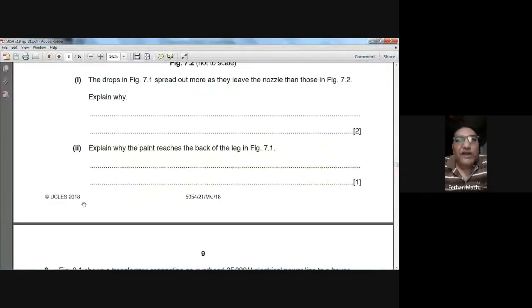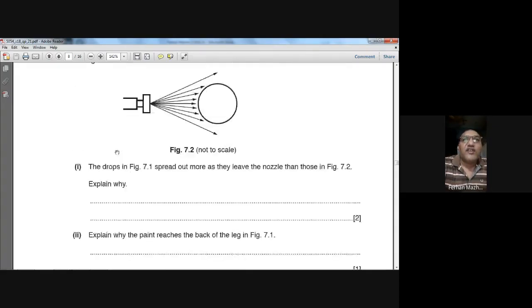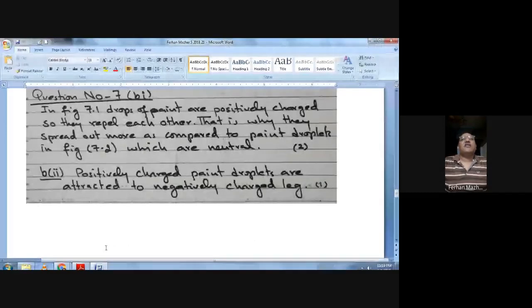Next question is, explain why the paint reaches the back of the leg in figure 7.1. You see, in figure 7.1, the paint droplets that pass the leg, then they turn and they come on this side and they are attached to the leg. The question is why. The reason is that the droplets are positively charged and the leg is negatively charged. So these opposite charges are attracting each other. That's why these droplets, even though they have crossed the leg, turned in the air and then attach themselves to the leg. So the charged droplets are positively charged, the leg is negative, so they attract each other.